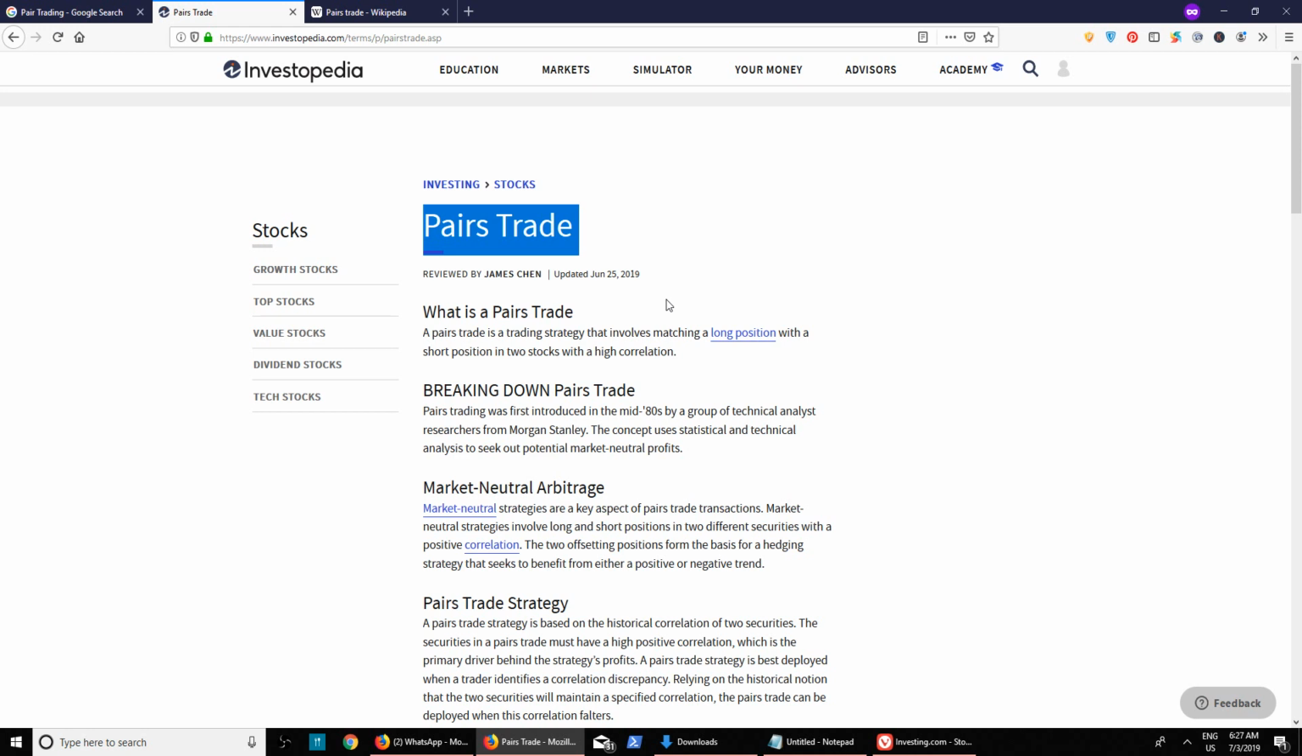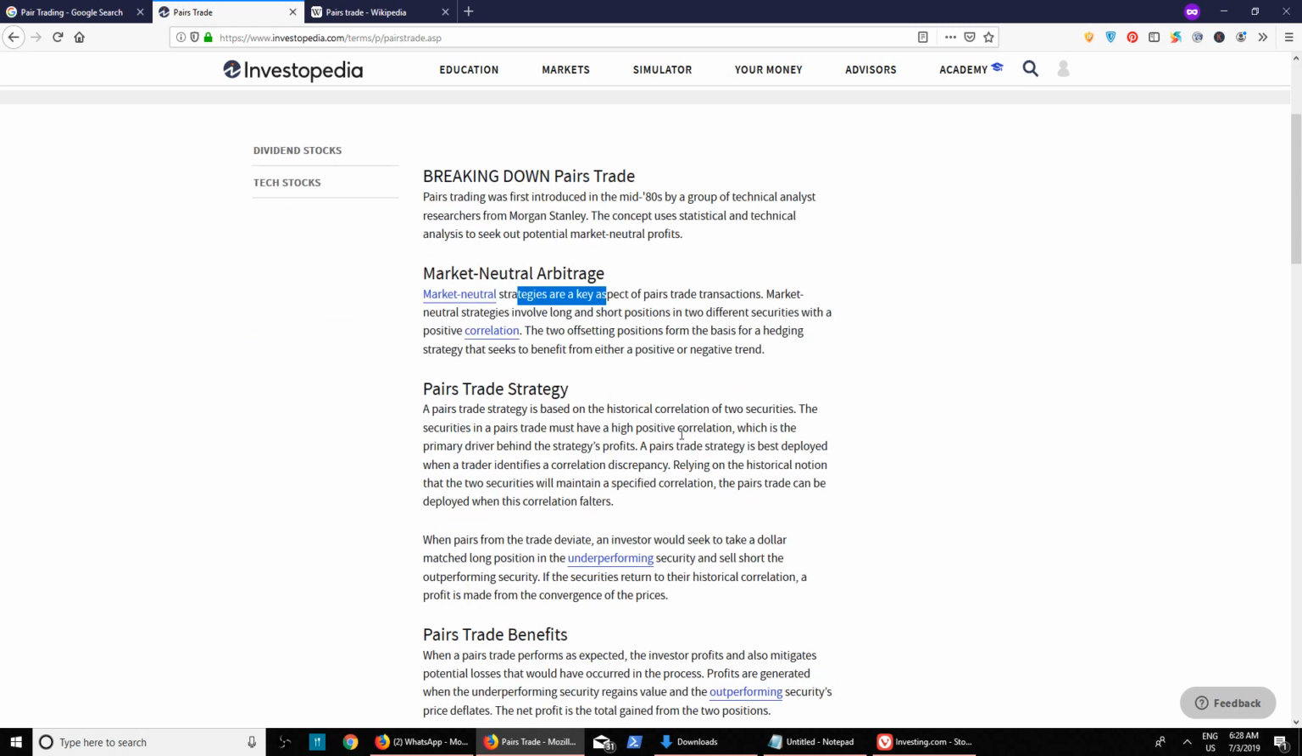What it actually helps traders with is that they don't need to be a great financial or technical analyst, and they don't actually have to see the charts and things like that, because these two stocks would have a high correlation, because they could be in the same sector, or due to news-based stocks. It's also known as a market neutral strategy and market neutral arbitrage. It was introduced in the mid 90s by a group of technical analyst researchers from Morgan Stanley. So that's a little bit of history about it.